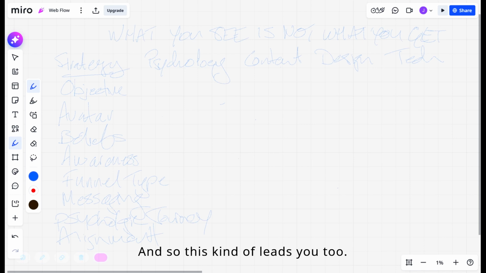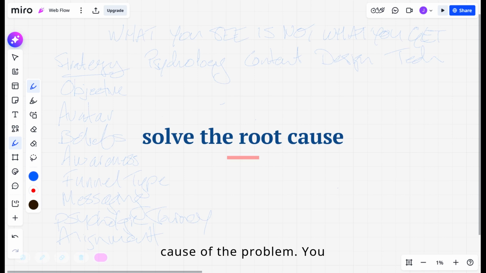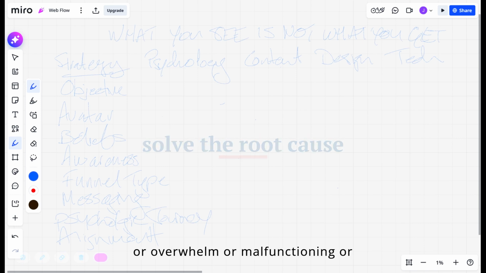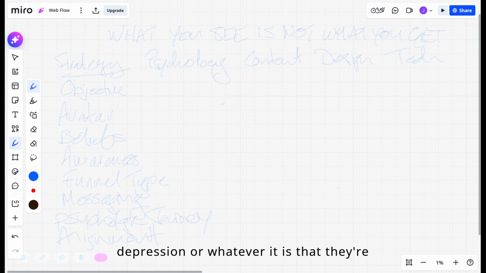And so this kind of leads you to wanting to solve the root cause of the problem. What's really causing this feeling of dissatisfaction or overwhelm or malfunctioning or depression or whatever it is that they're feeling, whatever problem they're dealing with. And you're not just dealing with the surface symptoms.